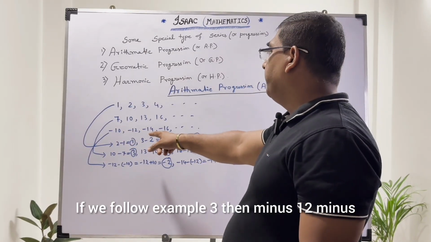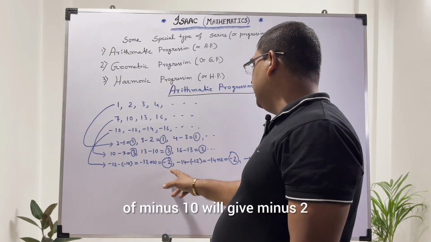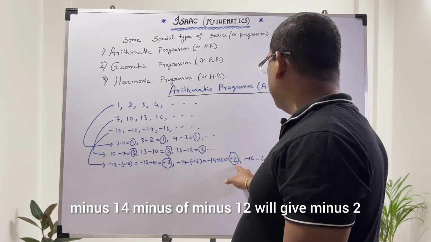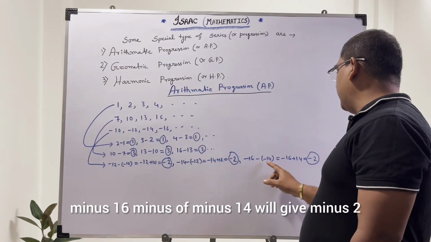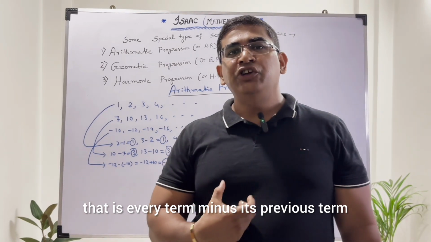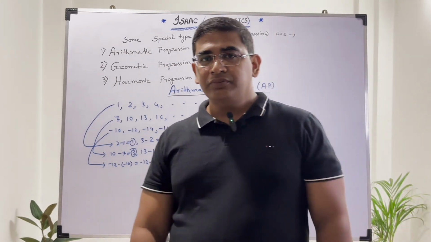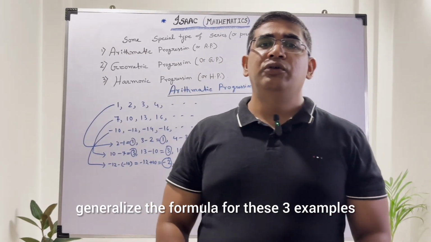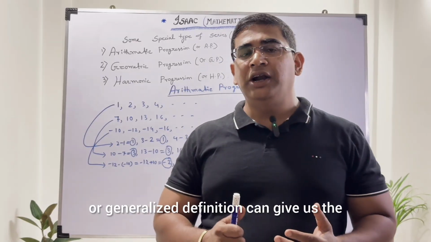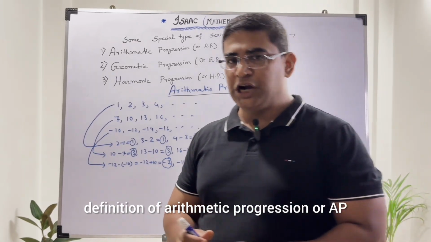If we follow example 3, then minus 12 minus of minus 10 will give minus 2. Minus 14 minus of minus 12 will give minus 2. Minus 16 minus of minus 14 will give minus 2. That is, every term minus its previous term gives a fixed value. Okay. So we can generalize the formula for these three examples. So this generalized definition can give us the definition of arithmetic progression or AP.